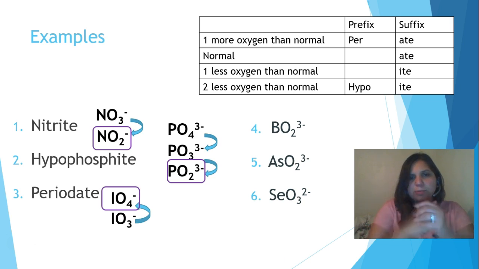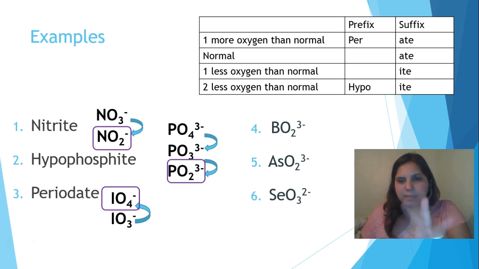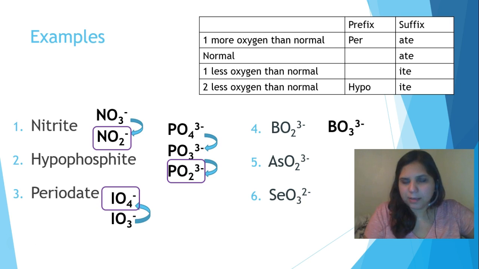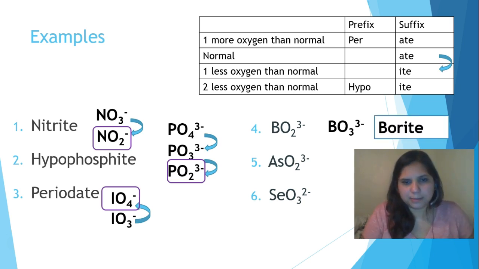All right, let's try some working the other way. What if we have the formula and we need to name it? So BO2 with a 3 minus charge. Well, let's figure out what BO2 is. Well, that's got to be borate, something like that. So let's look that up. Okay, here's borate. Borate is BO3. So if it's BO3, that means originally it was BO3, that it went down 1. It lost 1 oxygen. So it's not borate, but it's borite.